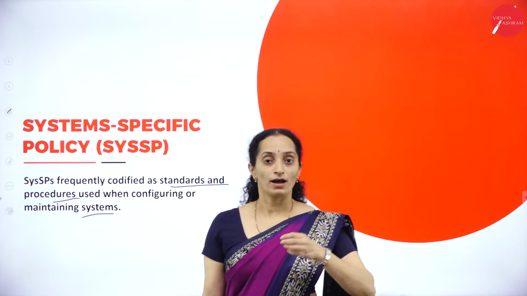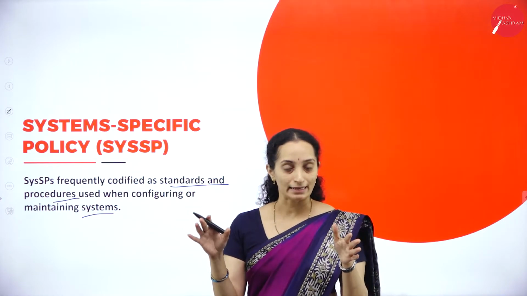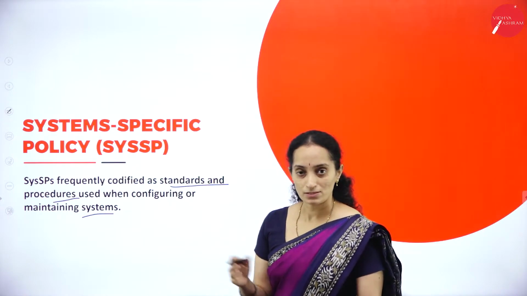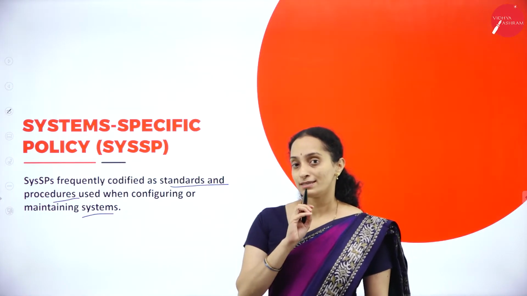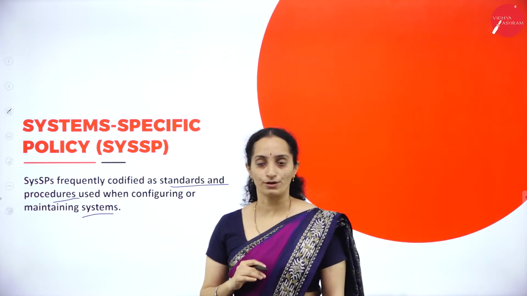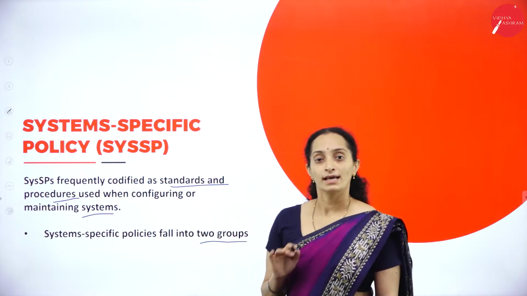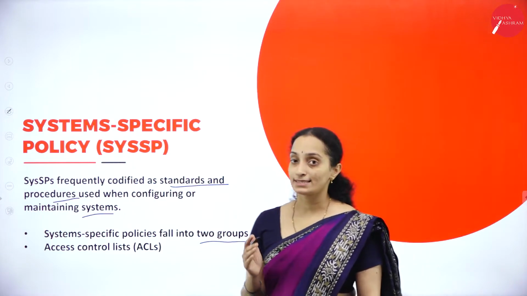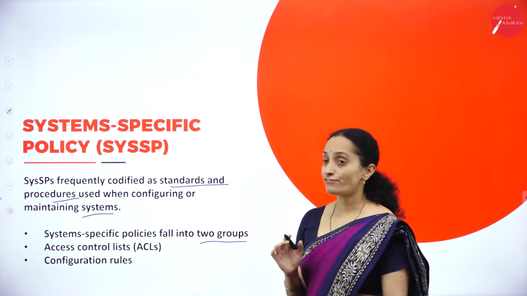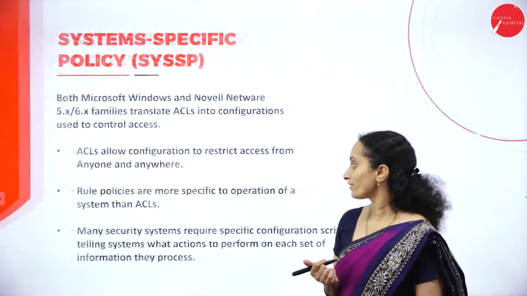Suppose you have introduced a bug into the system, it may crash the entire system and all the data that is not stored in the server may be lost. So you need to have policies for these kinds of breaches or problems created for the security of the data. System specific policies have two kinds. One is the access control list. How do you access the system? And the other is configuration rules. What are these access control lists and configuration rules?